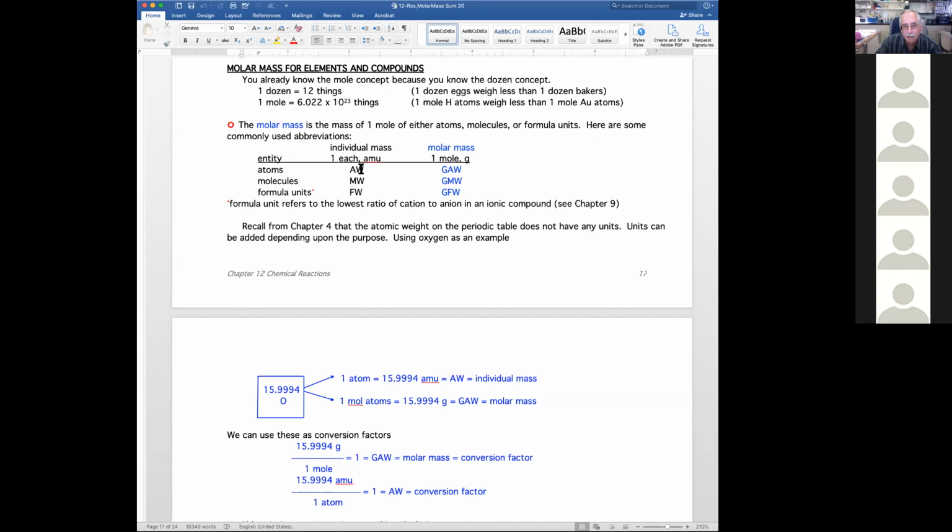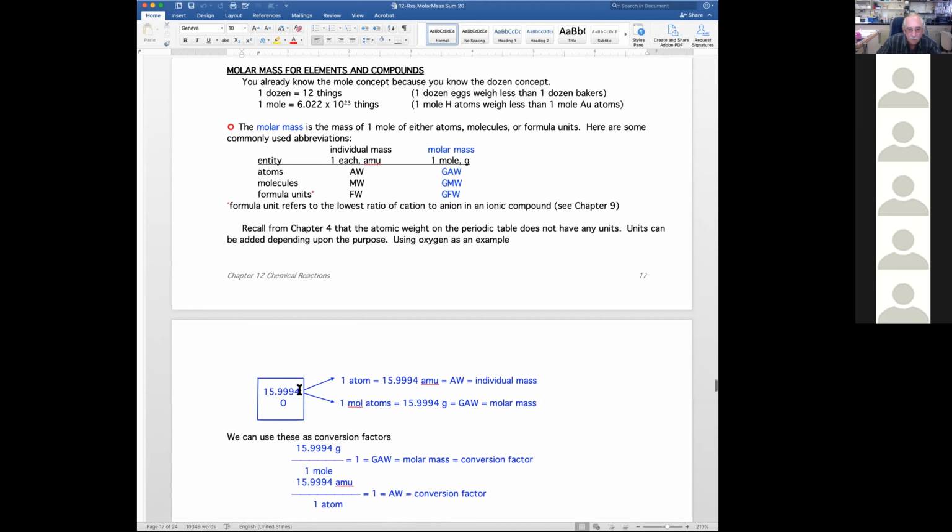That would be in terms of AMU. And going back to the periodic table, we call this the atomic weight. And a lot of physicists over the years have said, why do you guys still use the word weight? We use mass. I said, because we have multiple meanings for that. If it's one atom, it has 15.9994 atomic mass units. That's an individual atom. If we use grams, then that's a gram atomic weight, which is the molar mass.